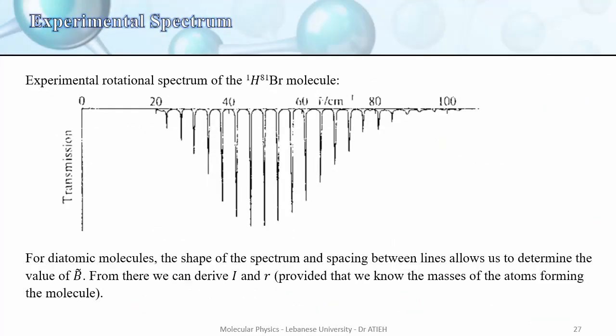This is the rotational spectrum for the HBr molecule. As you can see, the distance between two successive lines is approximately equal. So finding this distance, we can calculate B bar. Once calculating B bar, we are able to calculate I, because B depends on I. And once finding I, if we know the masses, we can calculate R, which is the internuclear distance. So if we have a spectrum for a molecule, we are able to calculate its internuclear distance.